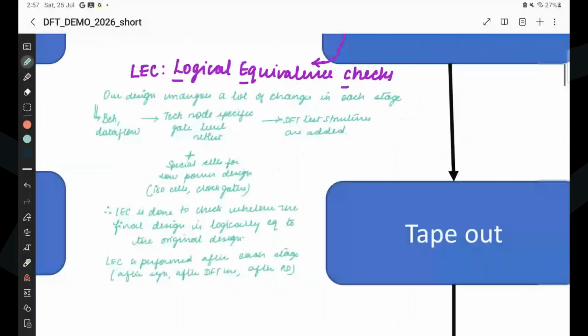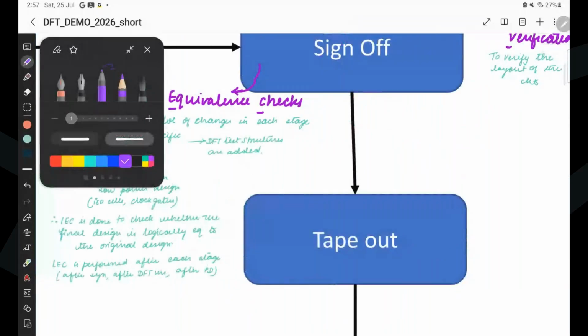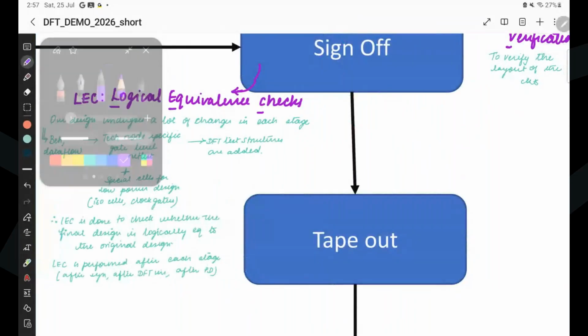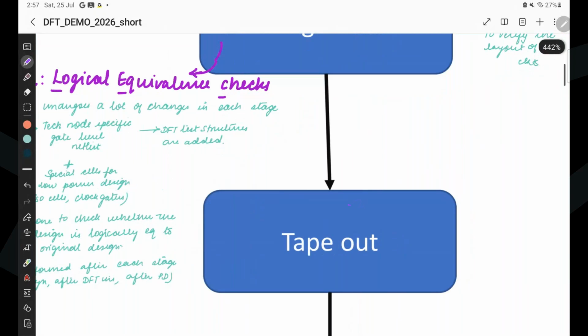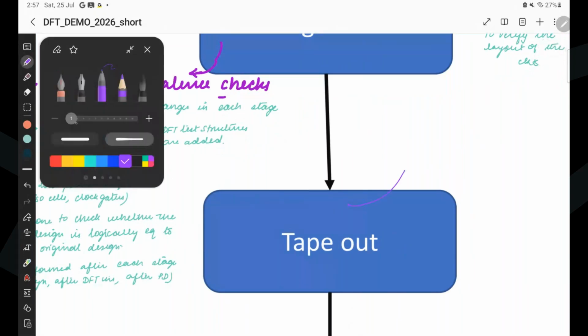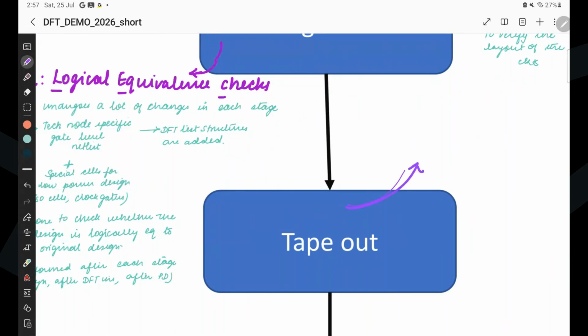Okay. And then we have tape out. Tape out means delivering the database to the manufacturing unit. So that's what is called tape out.